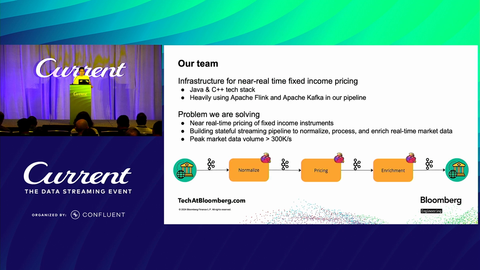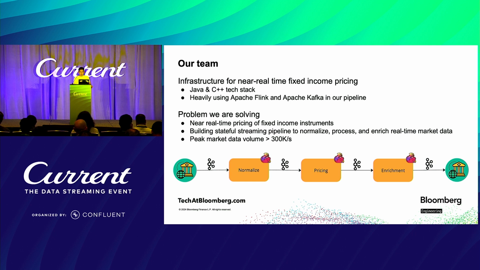My team specifically works on building the infrastructure for our near real-time pricing of fixed income securities. We're heavily using Apache Flink and Kafka in our pricing pipeline. At a very high level, our pricing pipeline can be generalized as this diagram, where we start by consuming market data information from various sources. This market data is made available to us through some Kafka topics.